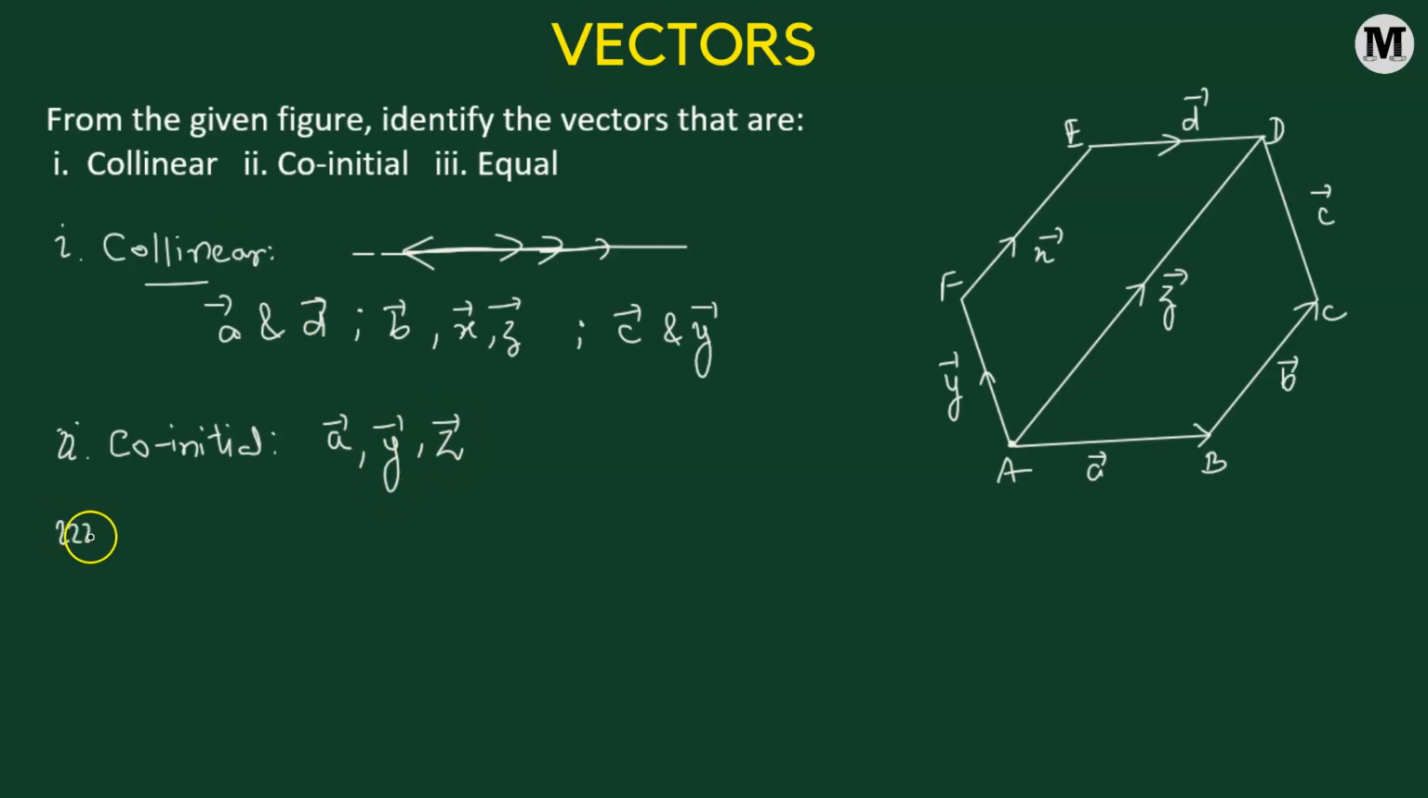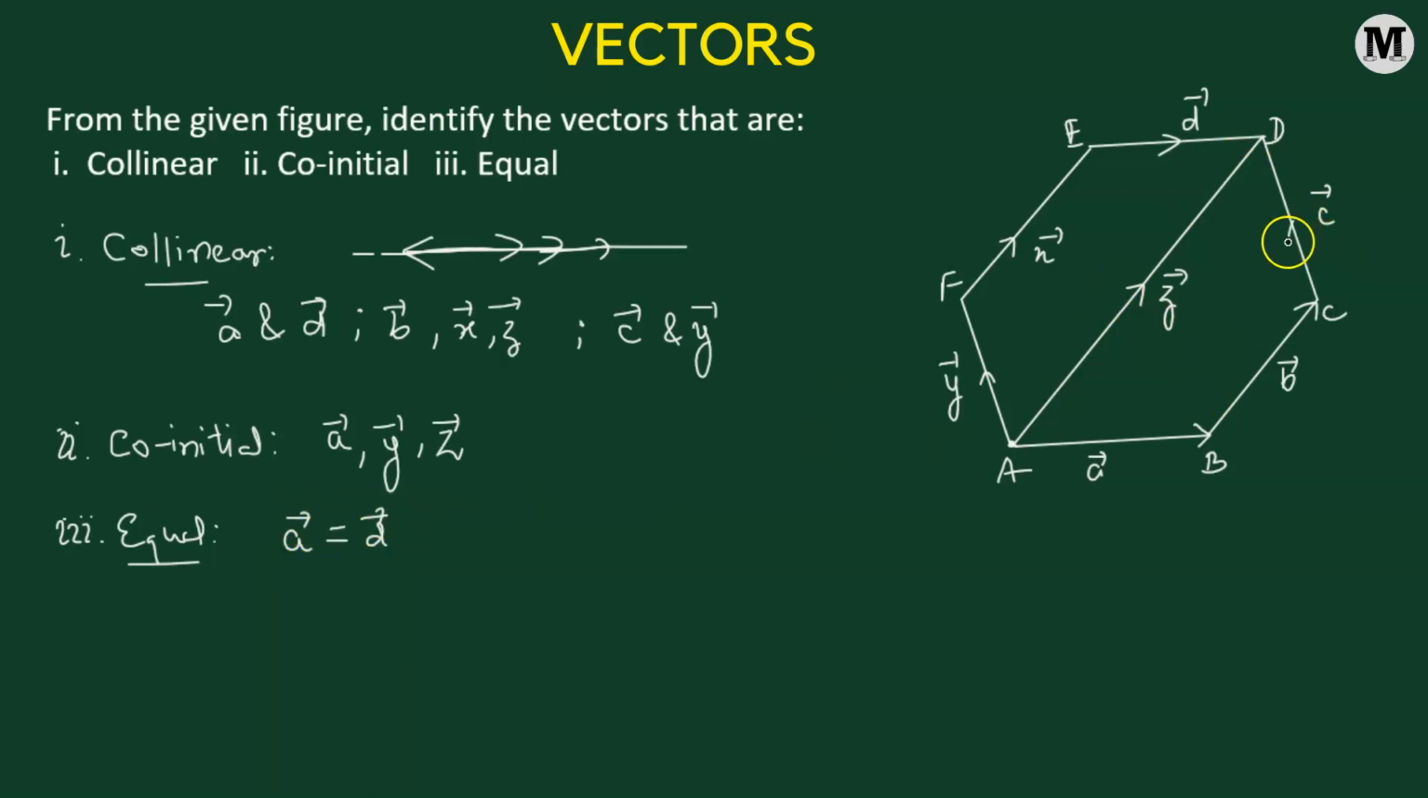Coming to the third one, we need to identify the vectors that are equal. Equal means the vectors must be parallel to each other. That means they must be collinear, they must be in the same direction, and they must have the same magnitude. So if we start with vector A, vector A and vector D are parallel to each other, they are of the same length, and they also are pointing in the same direction. So we'll see that vector A equals vector D.